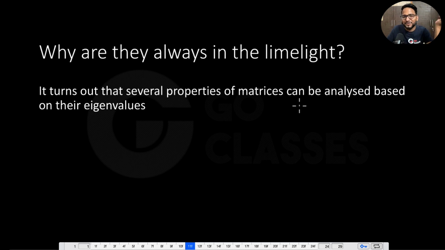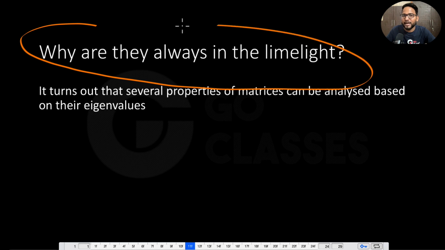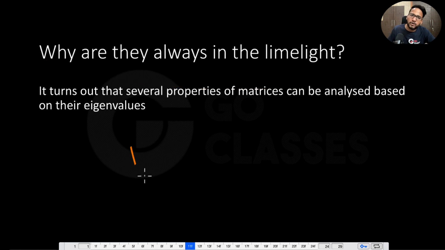So let's come to a very important point, which is why these are in the limelight. Why are they so popular? Everyone is talking about eigenvalues and eigenvectors and is interested in knowing about them. It turns out that several properties of matrices can be analyzed based on their eigenvalues. At this point I cannot go into the detail, but I can tell you something which you might find useful later.